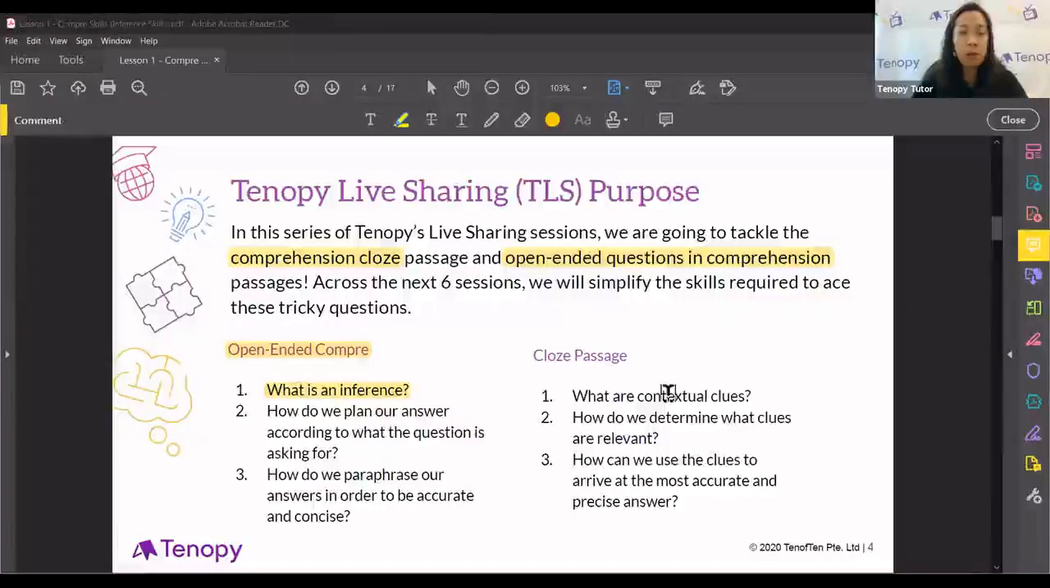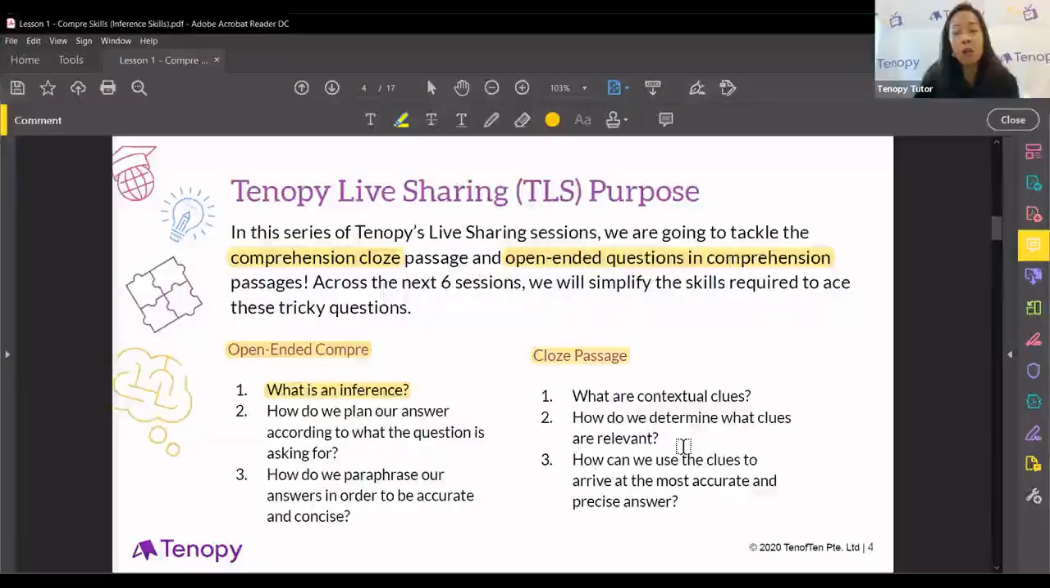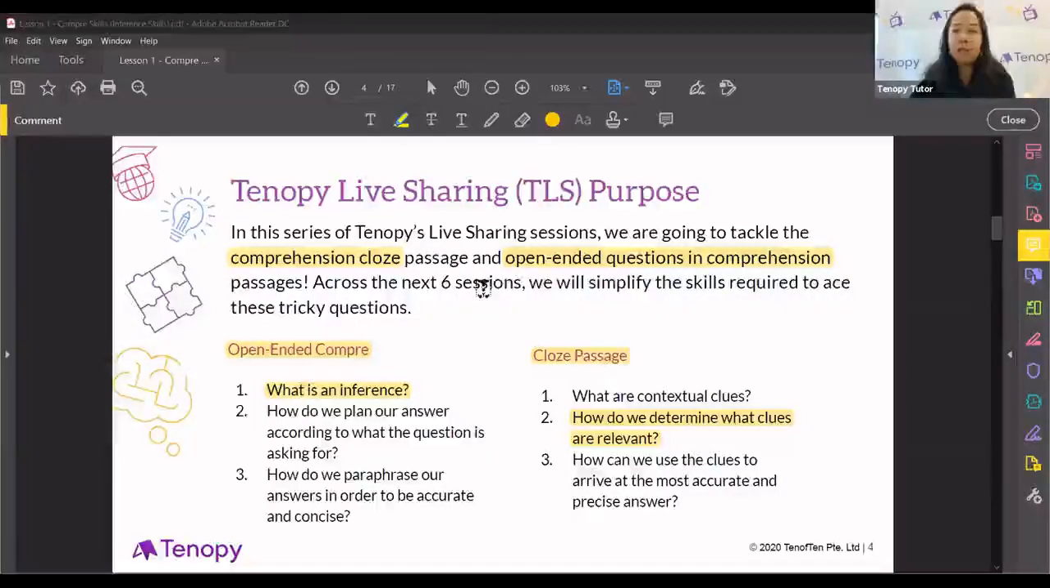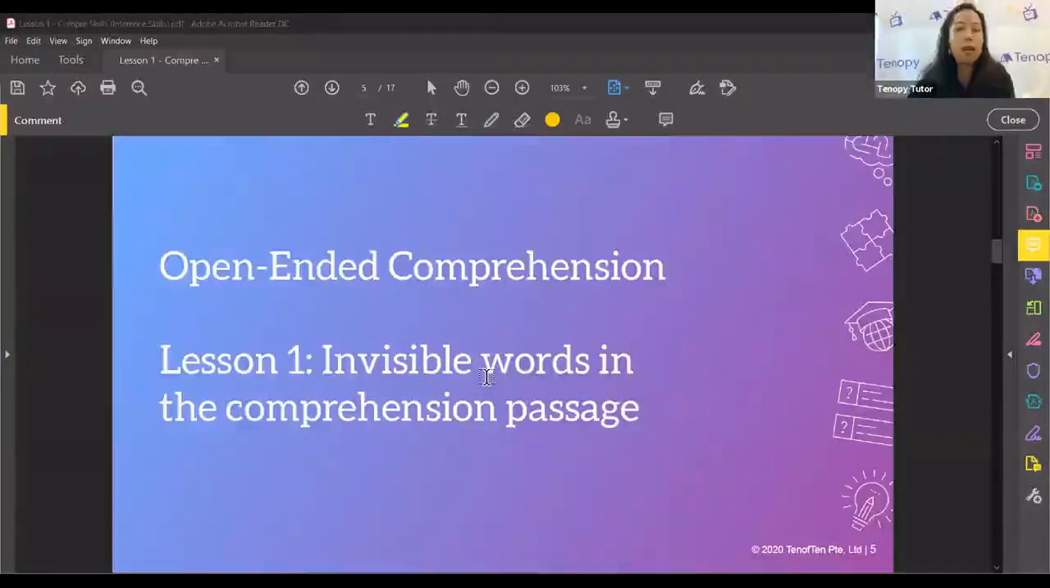And then we're going into 3 sessions of cloze passage to talk about contextual clues, and then how do we determine what clues are important. And finally, how do we arrive at our accurate answers? So in these 6 sessions of Tenopy live sharing, we are going to cover all of these skills. So make sure that you join us for all these sessions so that you can get the most out of it. Today, we're at lesson 1, talking about invisible words in the comprehension passage.